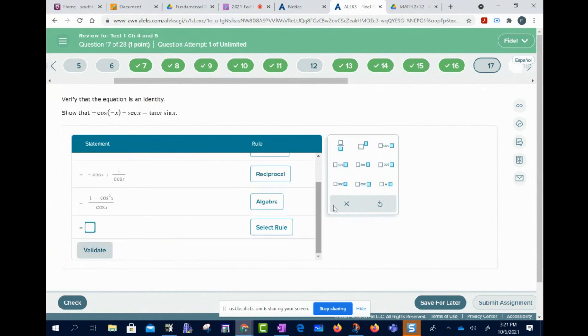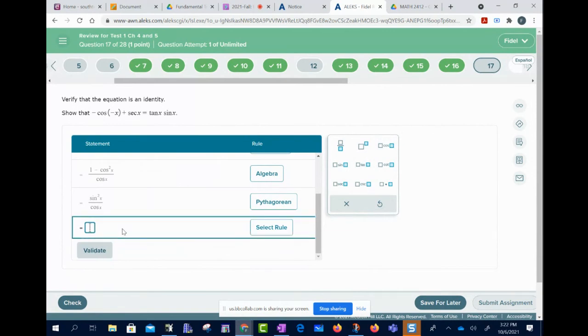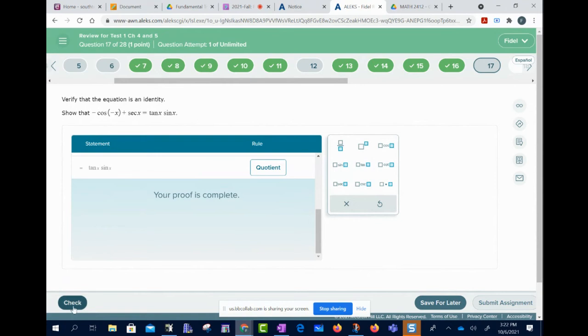And now, can we put sine squared? Very good. That is the Pythagorean identity. Okay. And then here, I would probably write this as, yeah, okay, so let's go ahead and put tangent x. And we'll put, what do we say, quotient rule? Validate it, and we got it, and check it.